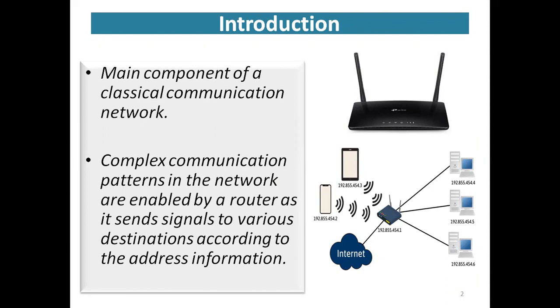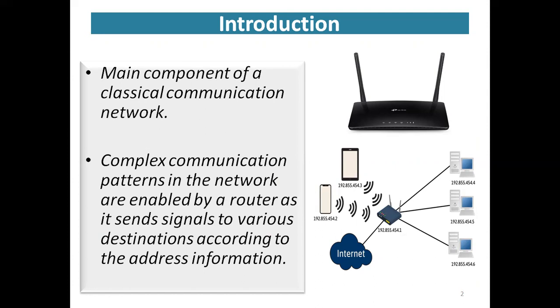On the screen, you can also see below the picture that, for example, we have an internet connection and we have different devices. We want the data signals from the internet to go to different devices without being lost in the network. So what does this router do? It just connects your different devices and provides them the internet connection. We have complex communication patterns in this network.